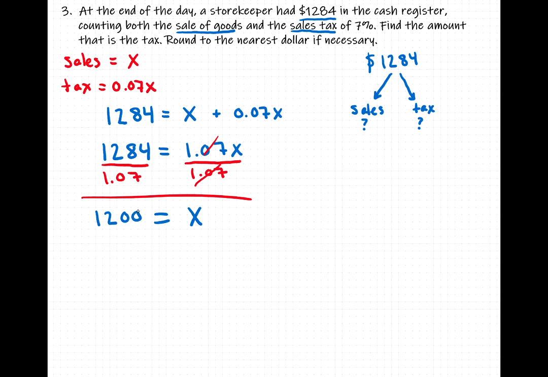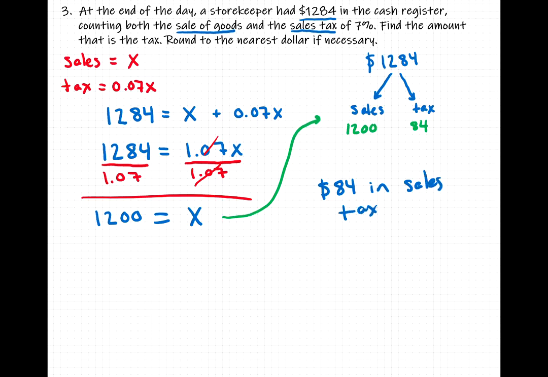So now we could erase these question marks. And we know that the amount of sales is 1,200. And if the total is 1,284, and if 1,200 is on the sales side of things, then the tax must be the other $84. So we could say $84 in sales tax, and that answers the question.